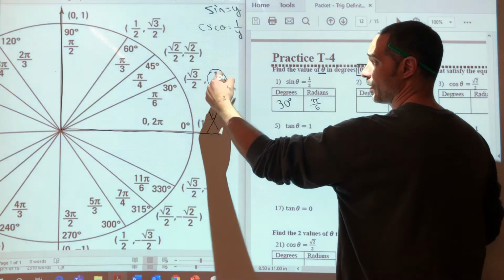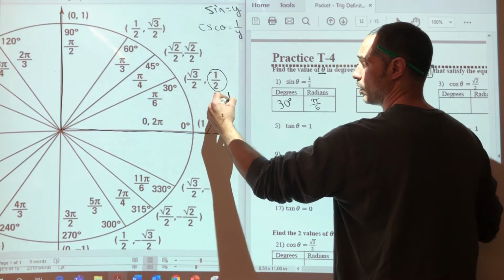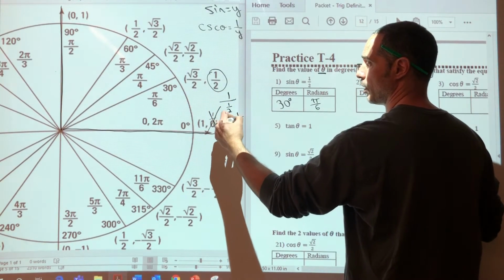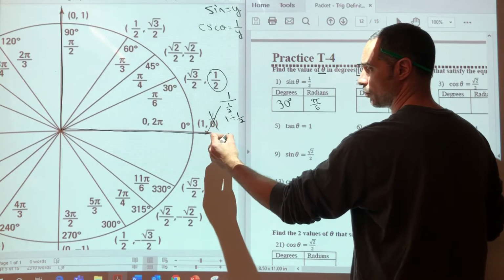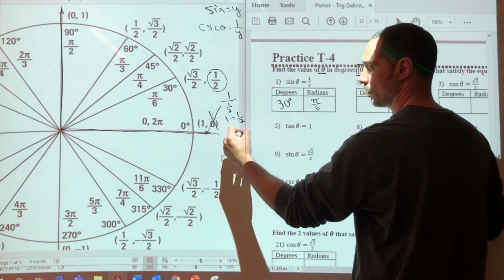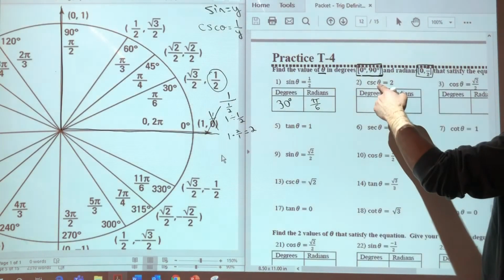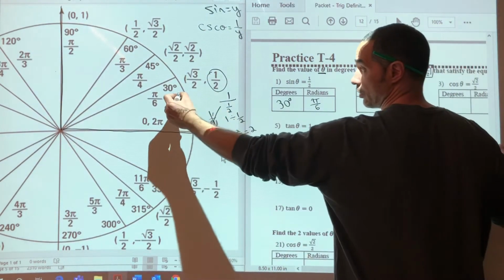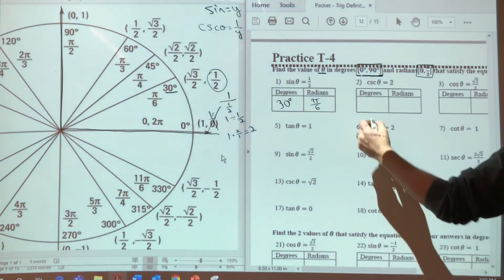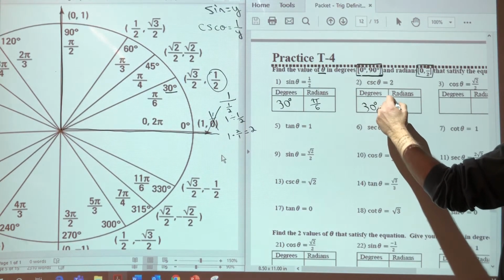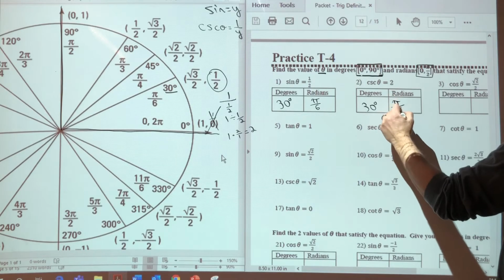We have 1 over 1/2, which is 1 divided by 1/2. Keep, change, flip. 1 times 2 over 1, which is 2. And so that occurs at 30 degrees. So that was 30 degrees. And the radians was pi over 6.